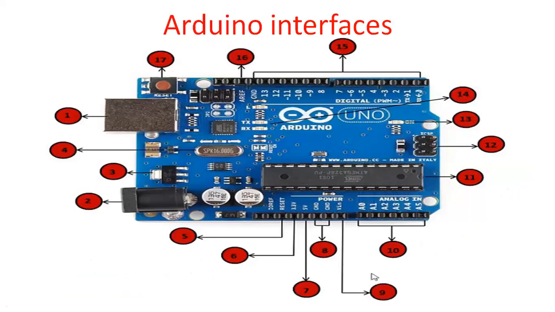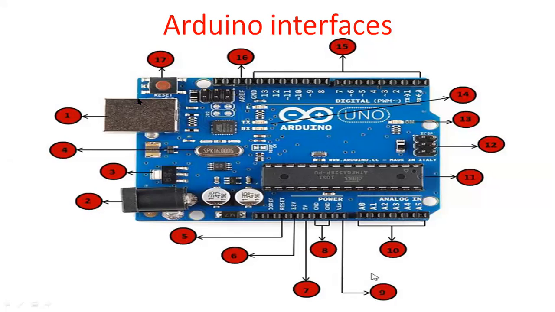We are coming to the Arduino interfaces. The interfaces, in the sense of some of the components, are attached to the outside environment. Some of the components are available on the Arduino board, and you have different interfaces also available. I already explained the different components. We are coming to the first component here. See here, number one.